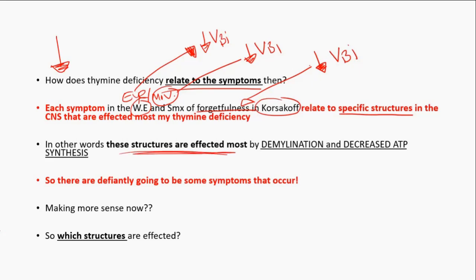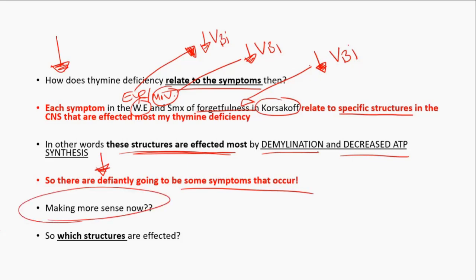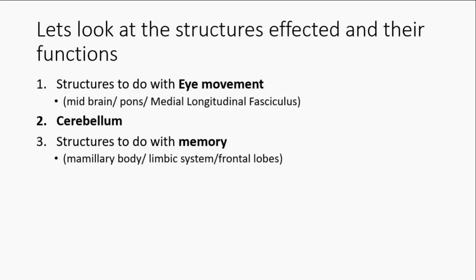So in other words, basically what I've written here is that these structures of the brain are the most affected by demyelination or a decrease in ATP synthesis. Okay, so clearly there are going to be some kind of symptoms that occur if these structures of the brain are damaged. So hopefully it's making a little bit more sense now. So the question you're probably asking is, okay, just tell me, what are the names of these structures that are affected? So let's look at the structures exactly.